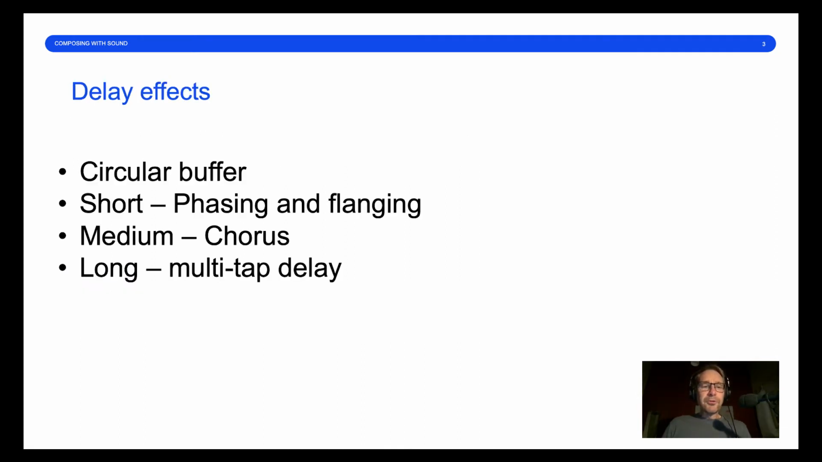Delay effects are built around a circular memory buffer into which audio samples are written at a regular rate and from which they can be read out. There are three classes of delay effects: short delays, which include phasing and flanging effects, medium delays that include chorus and doubling effects, and long delays that include echo and multitap delay effects.